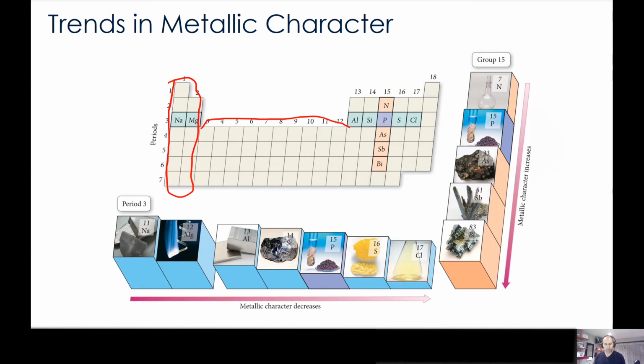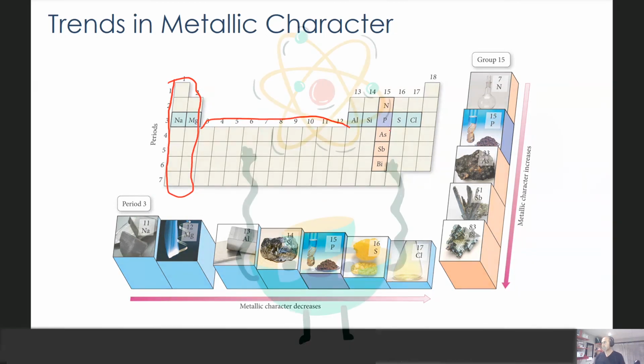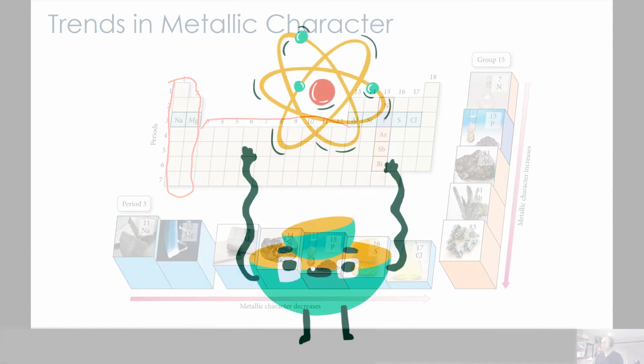So as a general rule, as we go down a column, elements get more metallic, and then as we go across, they get less metallic.